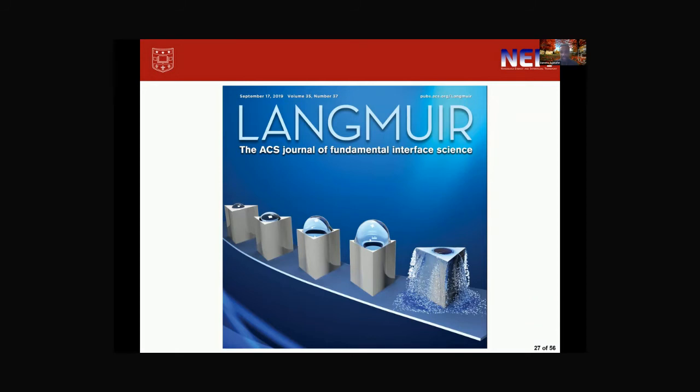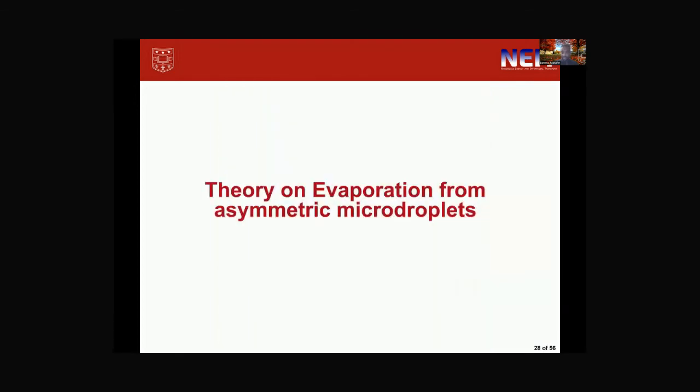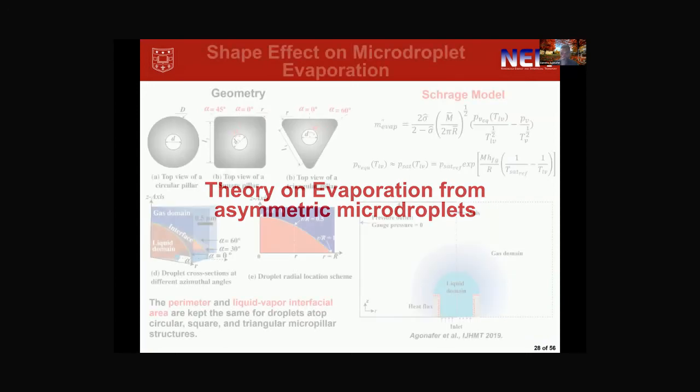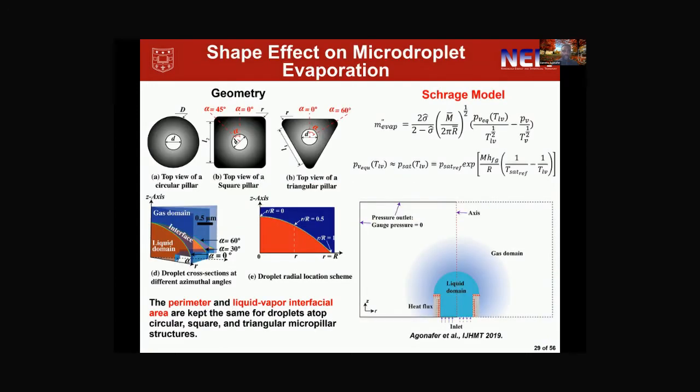And so finally, now that we've investigated the contact line dynamics of asymmetric droplets, let's move on to the evaporation characteristics of these asymmetric droplets. To look at some of the theory, we performed some evaporation simulations. We used the Schrage model here. We assumed that the equilibrium pressure was approximately equal to the saturation pressure. Essentially, we neglected the disjoining pressure. As I said before, the disjoining pressure can be very important depending on your length scale. We neglected it in these simulations.